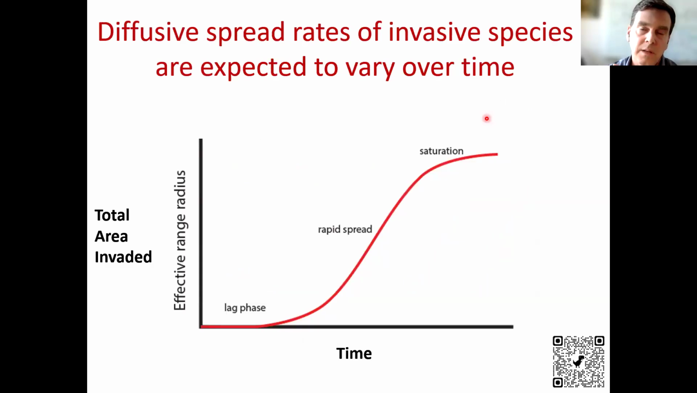So the second thing that we need to think about when we're trying to estimate a diffusive spread rate is that these spread rates are expected from theory to vary over time. A lot of species show this pattern where you have a lag phase in how fast that species is spreading. Eventually you get a really rapid spread once it really takes off, and eventually you hit some type of saturation, or a flatlining. So you expect, at least from theory, some type of nonlinear relationship.